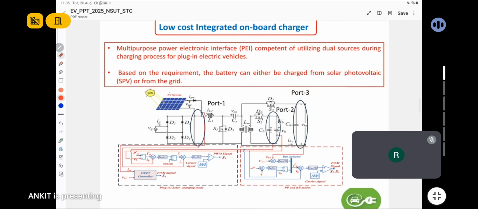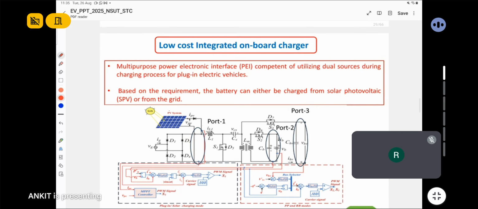So now I will come to another kind of multi-port system. What I told earlier is that a multi-port system is very popular because with a single converter you can achieve various modes of operation like charging, propulsion, and regenerative braking. You can see a solar PV and grid-based charging system. Solar PV and the grid are both connected through the rectifier at one port, another port is the battery, and the third port is the DC link.